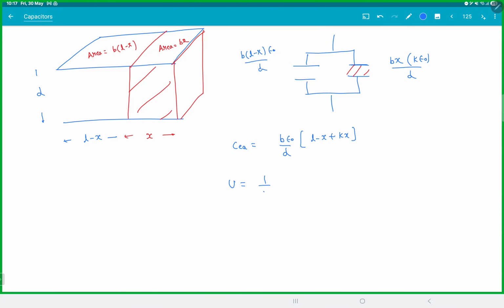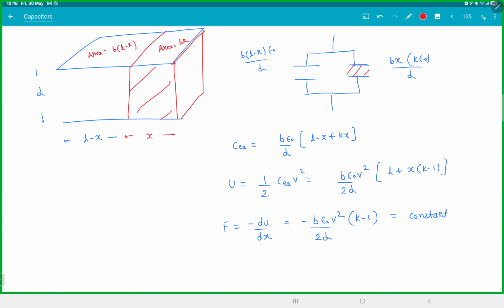What is the energy stored? Half C equivalent V squared, which is b epsilon by 2d, V squared, into L plus x into K minus 1. Anyone remember the relation between force and energy? Minus dU by dx. There you get everything in order. So keep the process: if you find C equivalent, you'll get energy, you'll get the force, you'll get everything. Differentiate this and you'll get minus b epsilon V squared by 2d into K minus 1. And the best part about this is it's a constant force.